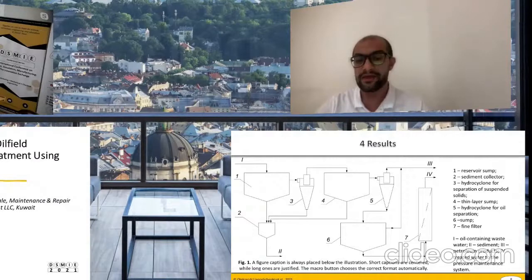After passing through cylindrical-conical hydrocyclones and thin-layer settling tanks, wastewater enters cylindrical hydrocyclones for purification from petroleum products. After hydrocyclones, the purified water is sent to flotators, coalescing or sorption filters. If necessary, final purification of water in the sorption filter to a petroleum product content of 0.05 milligram per liter is possible. Next slide.